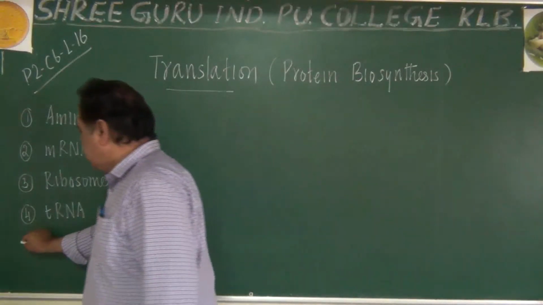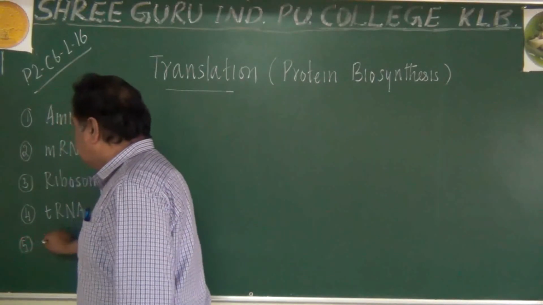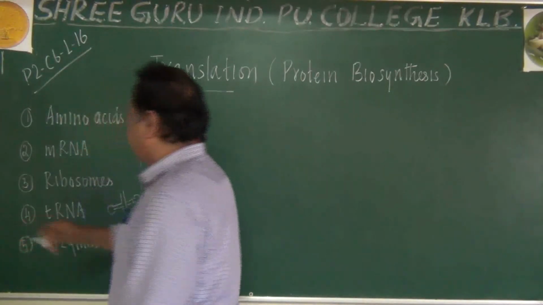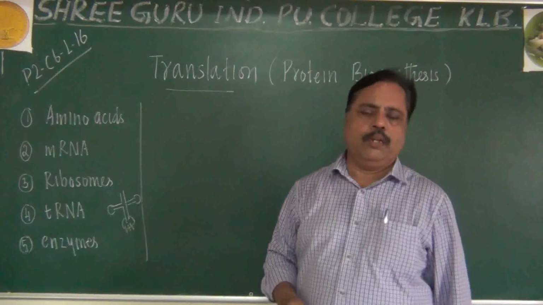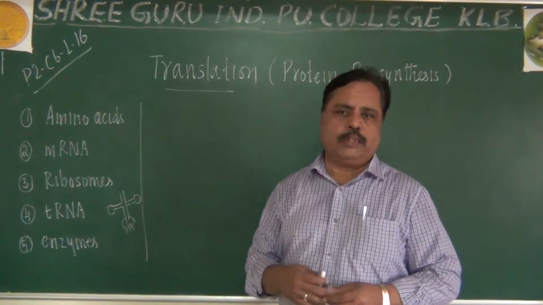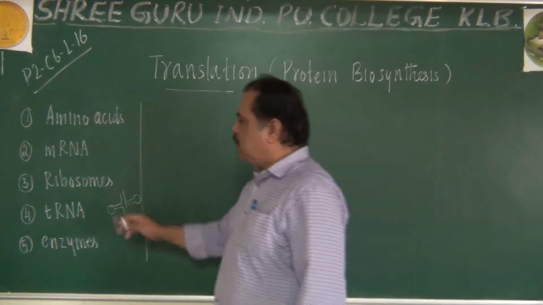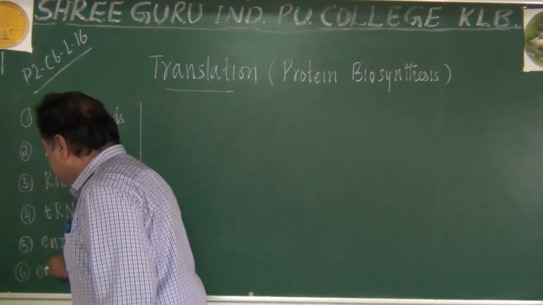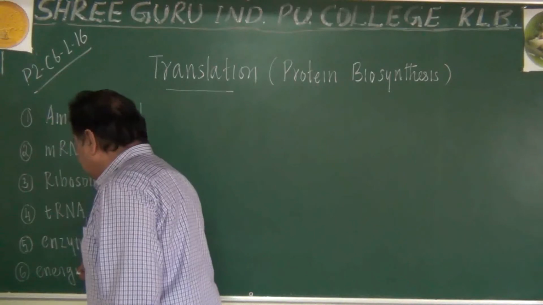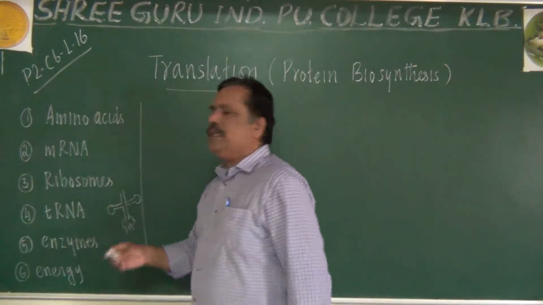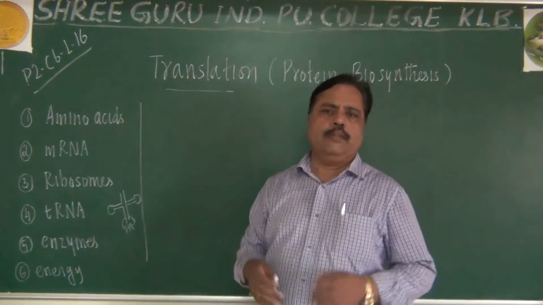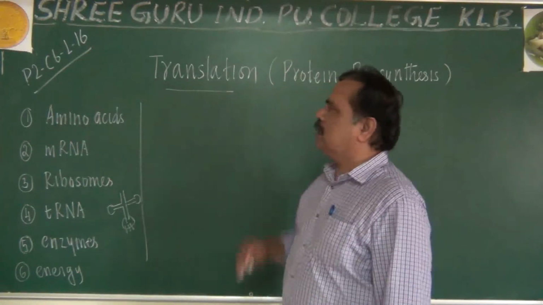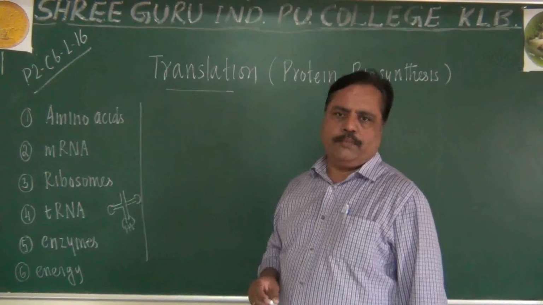Then in addition to the tRNA, some other raw material we require will be in the form of enzymes, remember. So enzymes are required for this purpose. Apart from all these things, it is an energy consuming process also. So regarding energy, which provides energy and everything, we have to study here. So these are the raw materials required for translation.